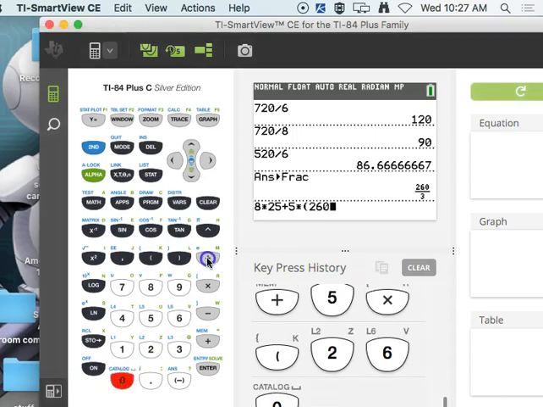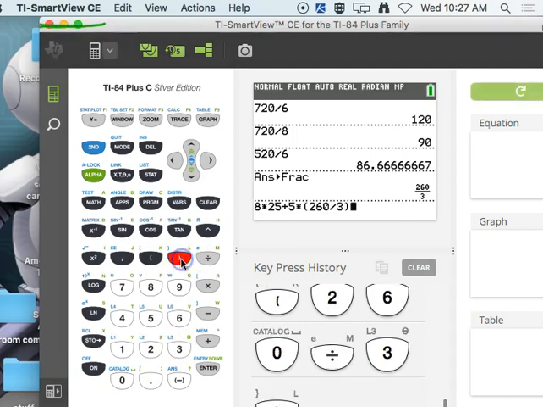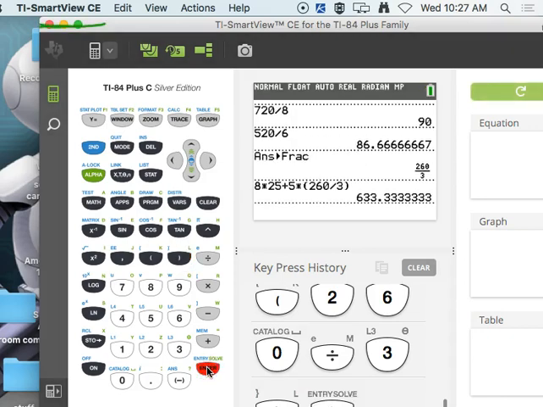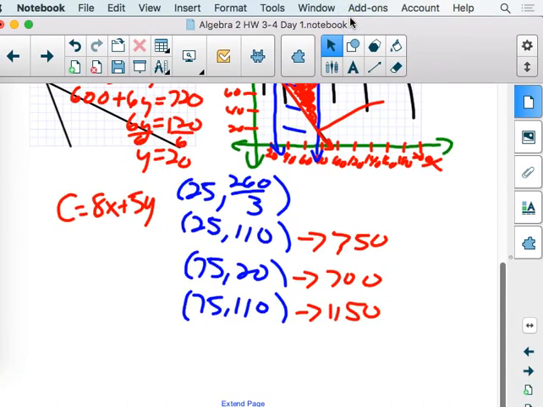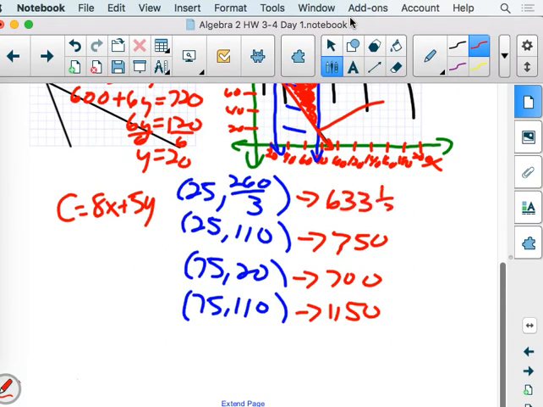Just notice the only difference here is that I'm using parentheses for the fraction. That's the only difference. 633 and a third. And again, this one only asks for the minimum, but we could certainly give them both. We have everything right here. The minimum is 633 and a third.